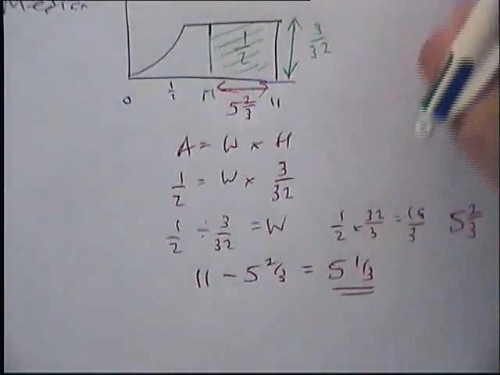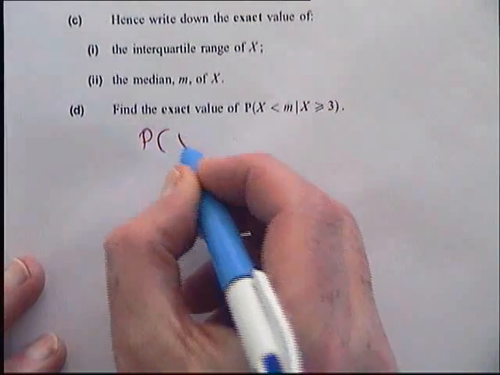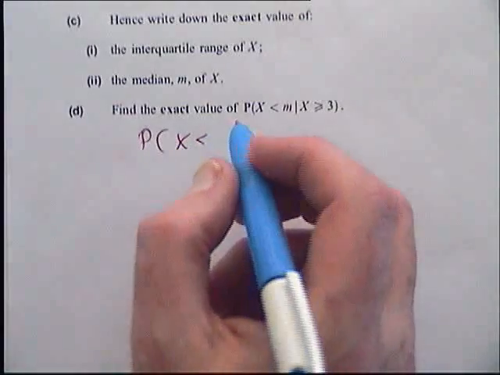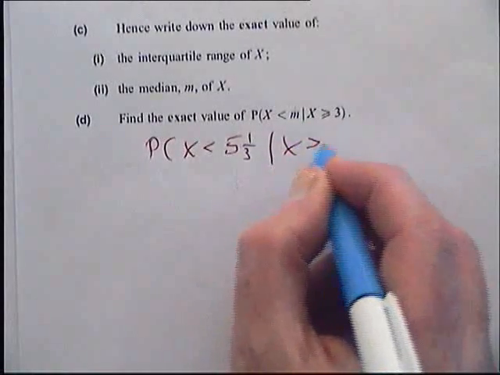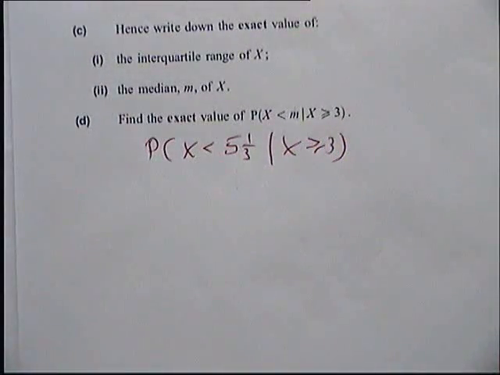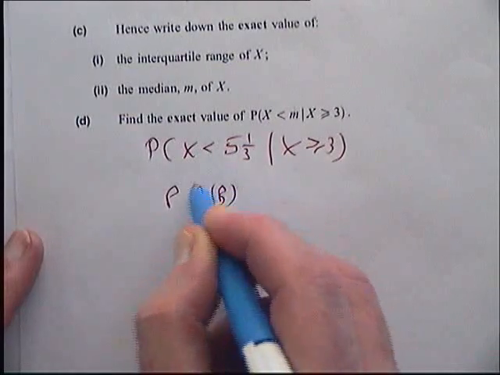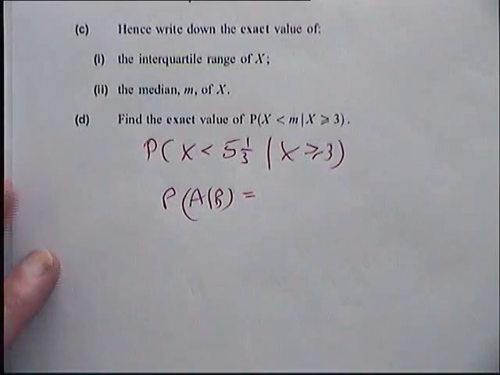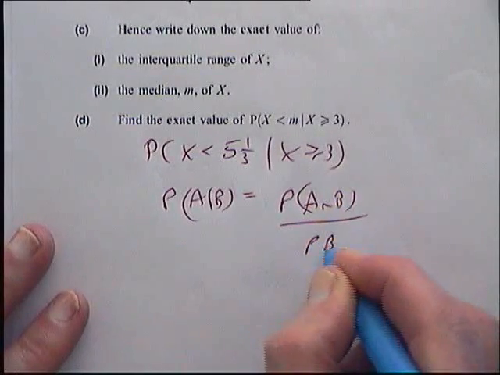Was there another part to the question that I gave you? Yes, D. The exact value. Now we know what the median is. The median we've said is 5 1/3. So we've got to find the probability that x is less than 5 1/3, given it's greater than 3. Let's just go back to the conditional probability formula. This has cropped up a couple of times this year. What's the probability of A given B? Given that. Yeah, okay, that's right.